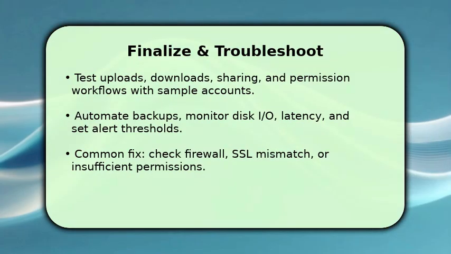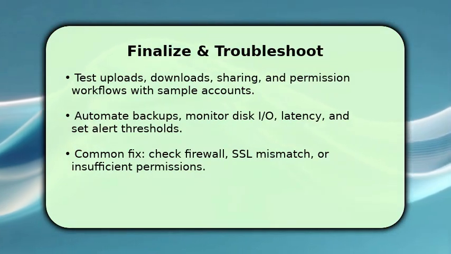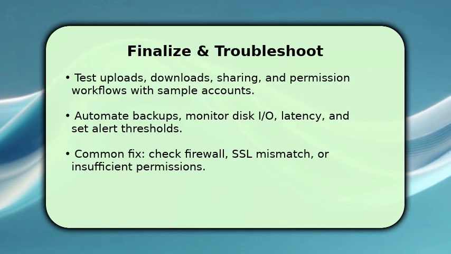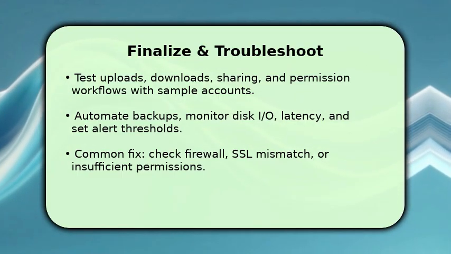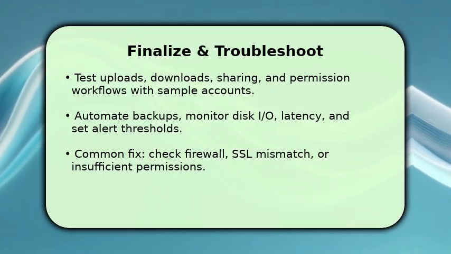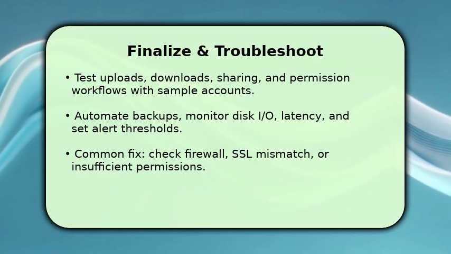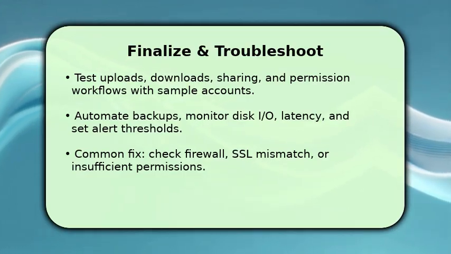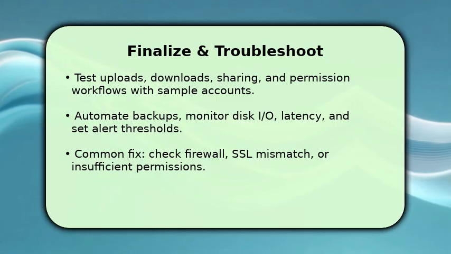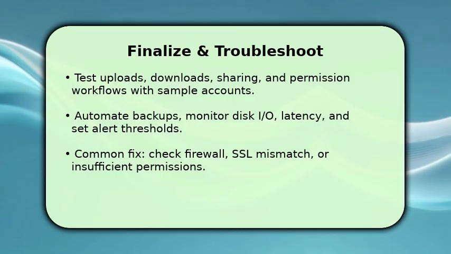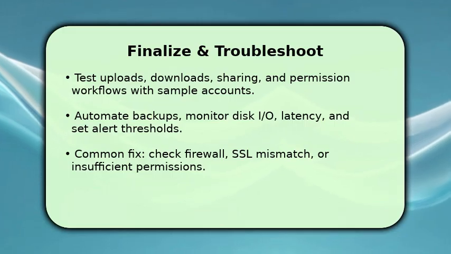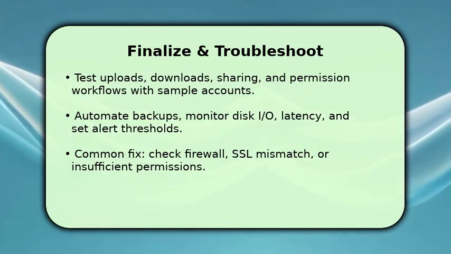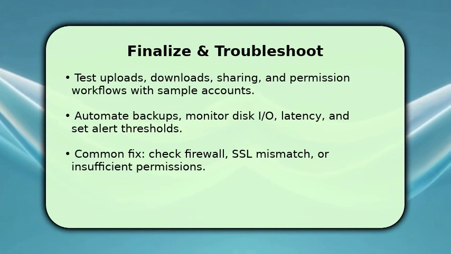You finish by validating every workflow: upload, download, sync, and sharing. Use test accounts to verify permissions and quotas. Once tests pass, automate daily backups and set monitoring for disk I/O, latency, and error rates so you catch issues early. Deploy health checks and alerts to your inbox or pager. If something goes wrong, start by checking firewall rules, SSL certificate mismatches, or permission misconfigurations. Those three are the usual culprits and often resolve access failures quickly.